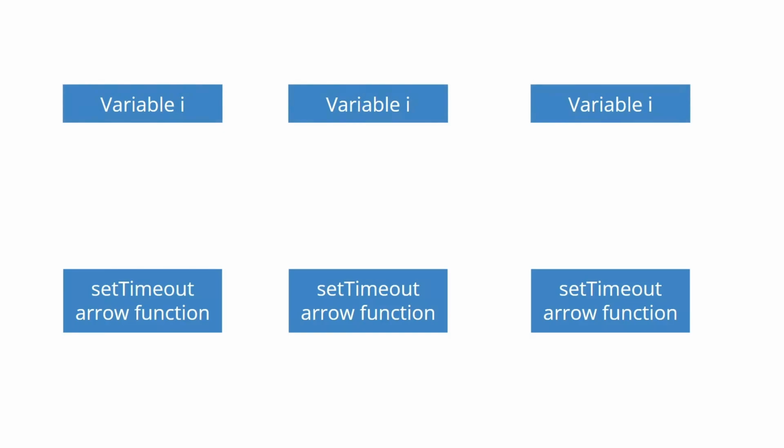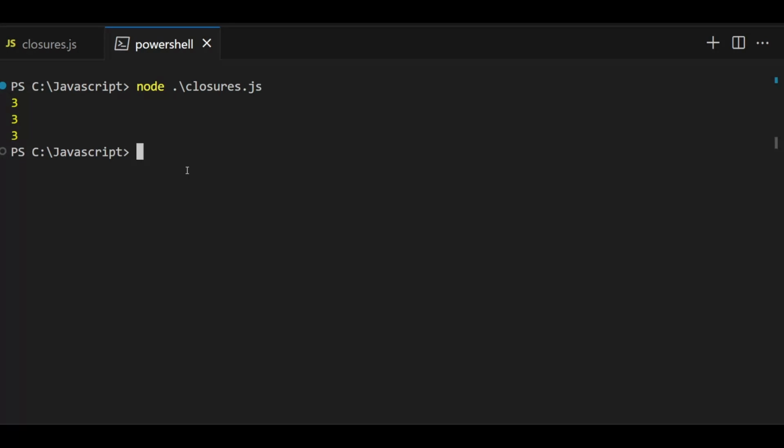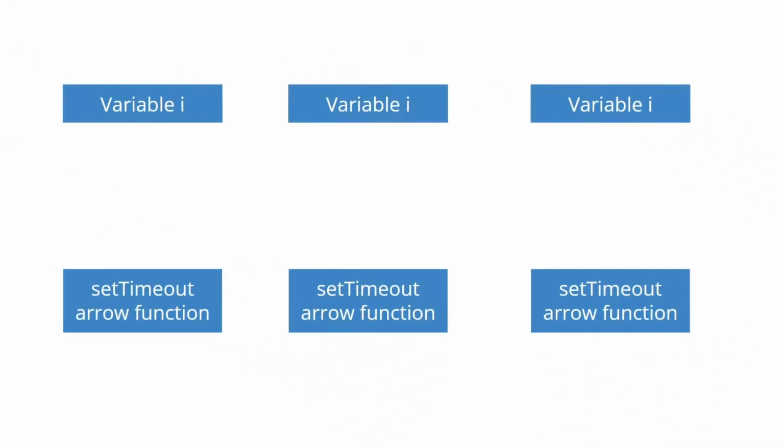Because let variables have block scope. Hence, i will be retained even after the function. All three arrow functions are executed and printed. Let makes a copy of variable i for each iteration of the for loop.